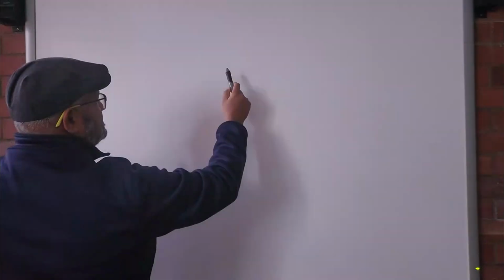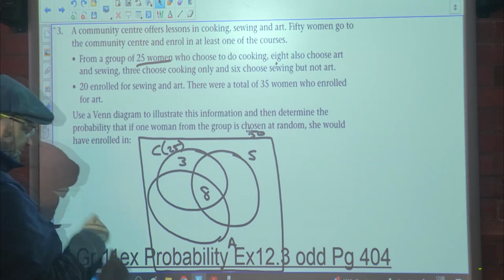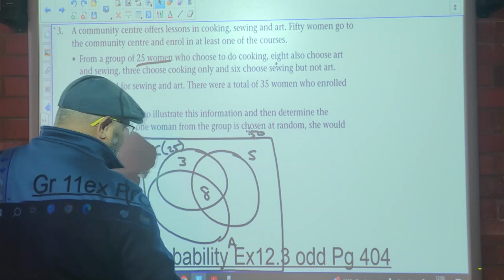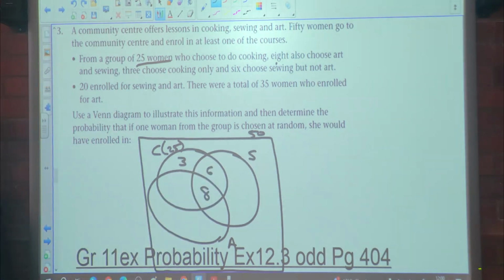And 6 chose... Okay, so sorry about that. It's not load shedding. Okay, so at this point we are looking at 8 chose art and sewing. Then we also 3 chose cooking only and 6 chose sewing but not art. So 6 chose sewing but not art. So 6 is here. Can you see that, people?